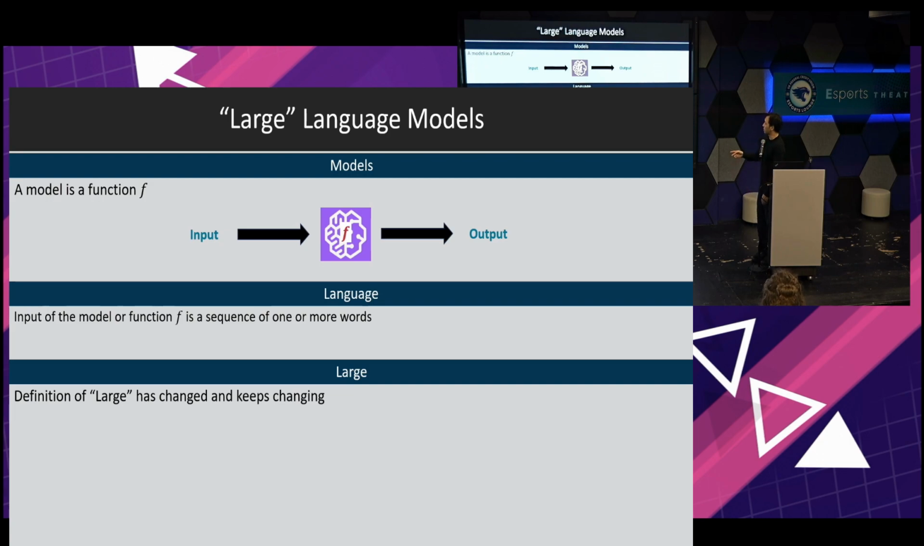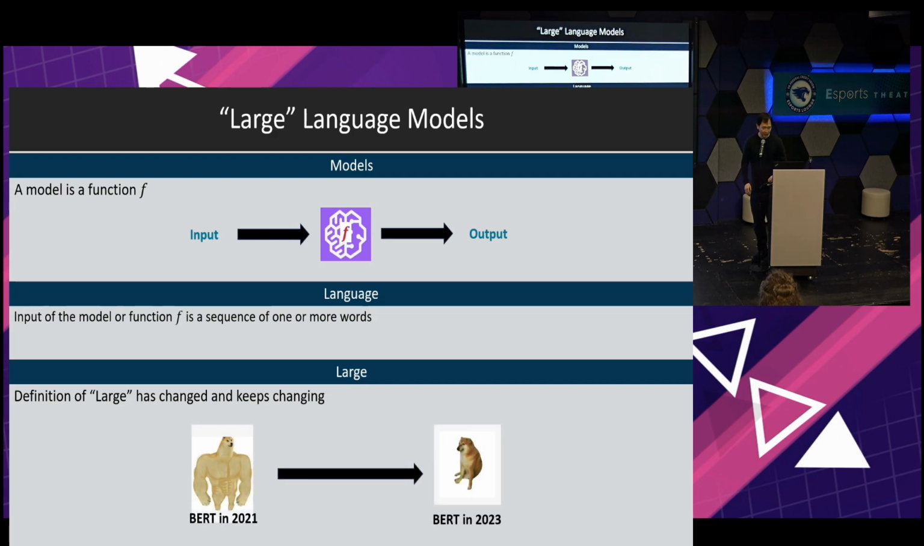Okay, so the first word is models. When you see the word model, model means a function f, like you learned in middle school and high school, right? You get an input, you get an output. Input changed to output through that function. Period. Done. Right? Next thing, input. The word language means the input of the model or the function f is a sequence of one or more words. So that's why we have the word language in the name of the large language models.